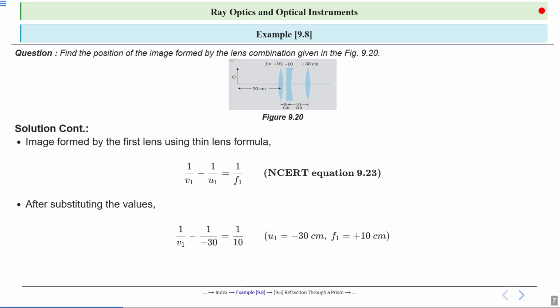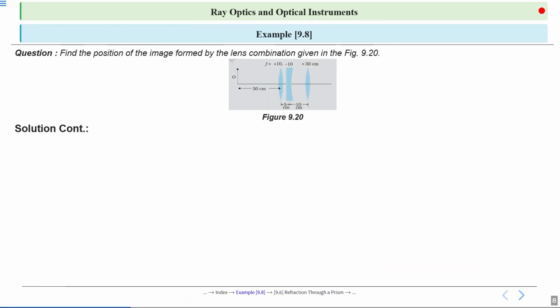Okay, now solve this equation and find v1, the position of the image formed by the first lens. So here we have the equation for the first lens. 1 upon v1 equals 1 upon 10 minus 1 upon 30. This formula helps us determine the image position by considering the focal length and object distance.